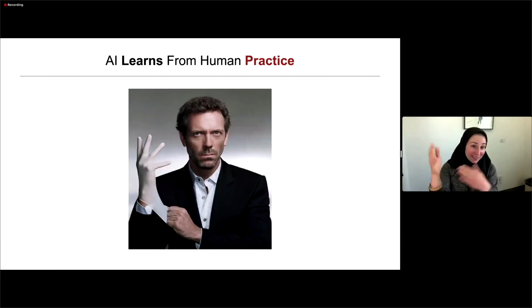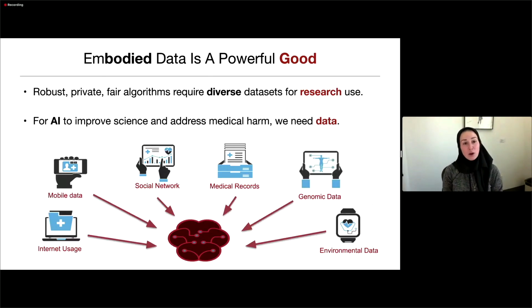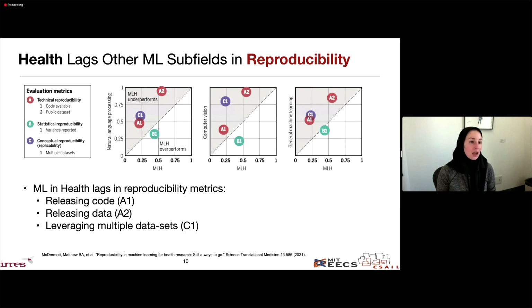Because again, AI is learning from human practice. And so we know that embodied data could be a powerful force for good. But if we want AI to use this embodied data from human bodies to improve science and address medical harm, we need to have diverse data sets and think carefully about how we're using this data in a health setting. And health really lags right now as compared to other machine learning subfields when we think specifically about reproducibility.